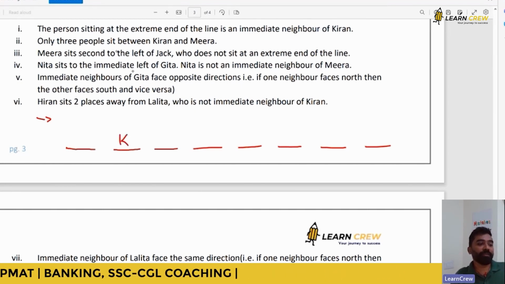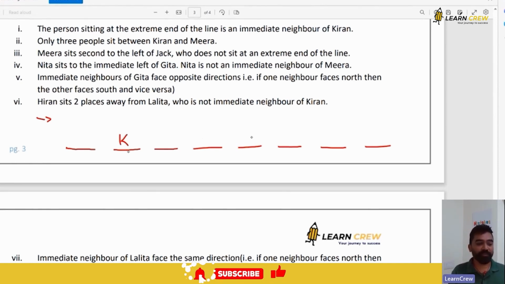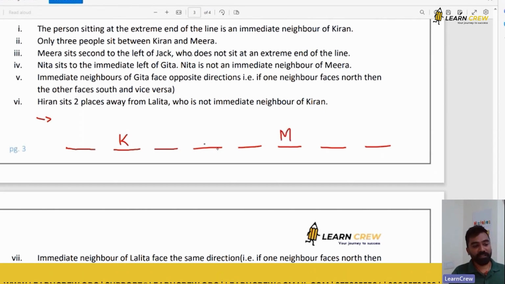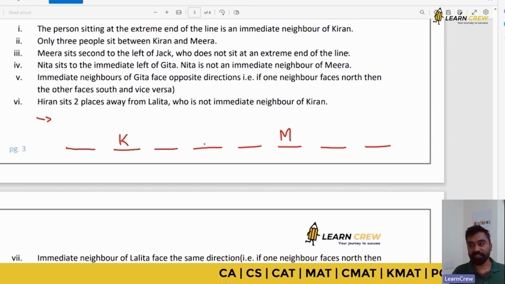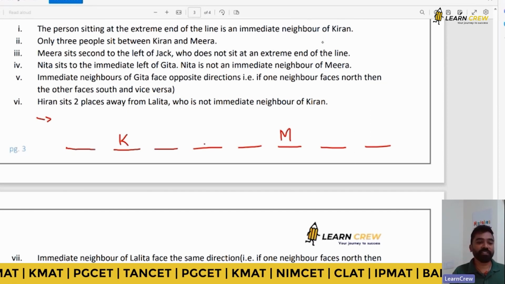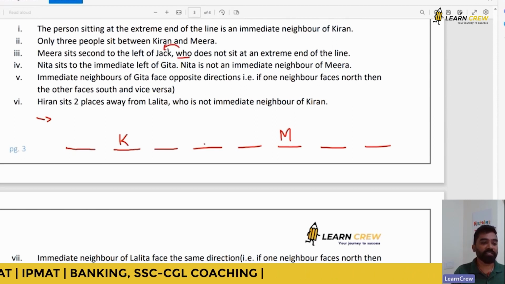Next, only 3 people sit between Kiran and Meera. Now, obviously, on this side I cannot have 3 people. So on this side the 3 people are going to sit. 1, 2, 3. Meera is here. Meera sits second to the left of Jack, and Jack does not sit at the extreme end of the line. So Jack does not sit at the extreme end.